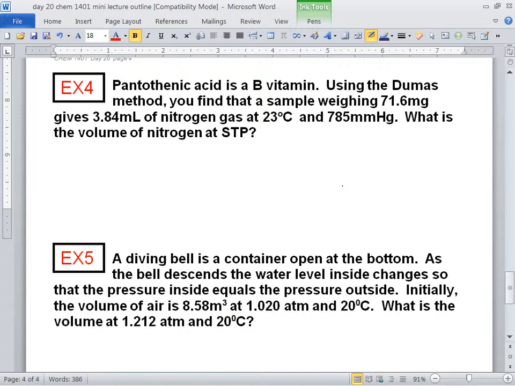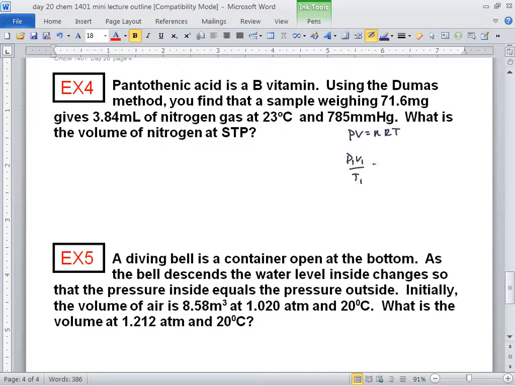Pantothenic acid is a B vitamin. Using the Dumas method, you find that a sample weighing 71.6 milligrams gives 3.84 mL of nitrogen gas at 23 degrees Celsius and 785 millimeters of mercury. What is the volume of nitrogen at STP? We have two choices to get our volume.